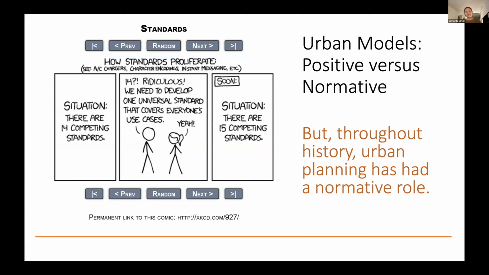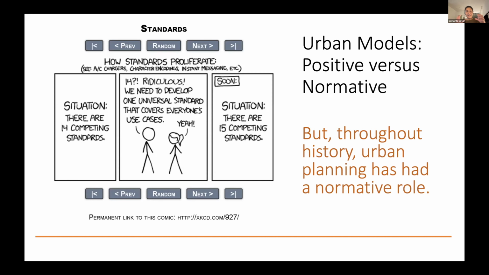So here is an XKCD comic. I thought it was summing up the situation very nicely, that it's saying how standards proliferate. In the beginning, there are 14 competing standards, and then somebody says, oh, forget about all this normative thing. We should be really objective. We need to develop one universal standard that covers everyone's use cases, and everyone's agreeing. And then in the end, we are ending up with 15 competing standards instead of 14, because guess what? The moment we come out with one more standard, one other group in society would come up and say, negative externalities, positive externalities. This is affecting us in these sort of unexpected ways, right?